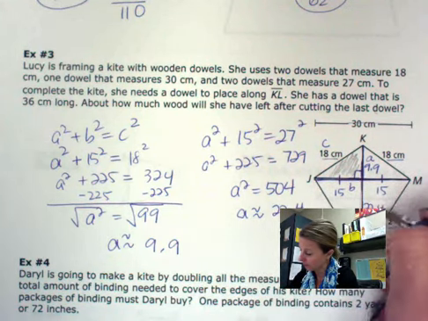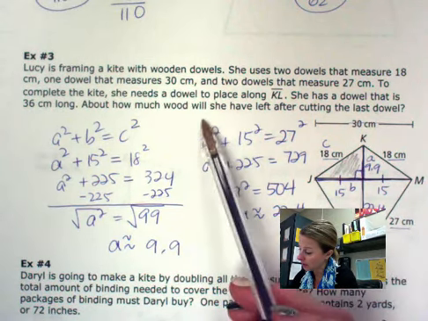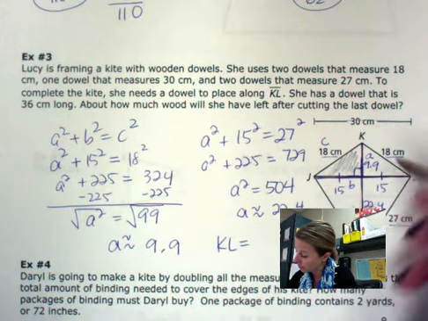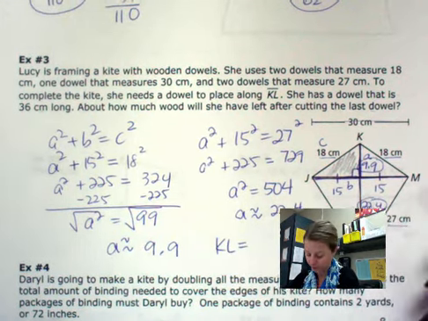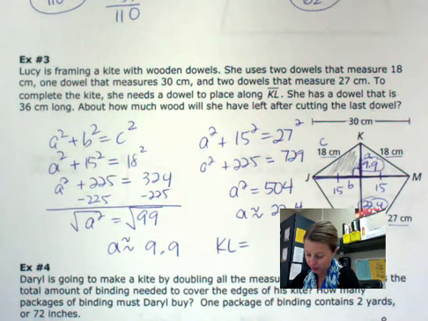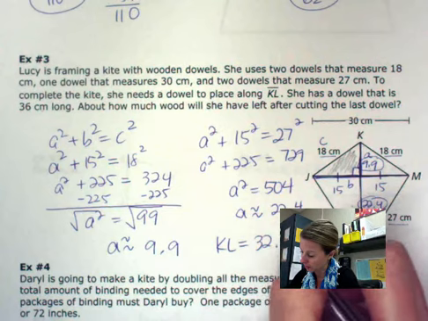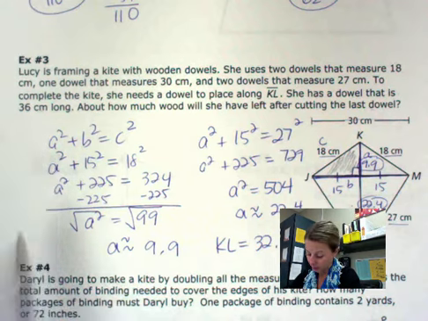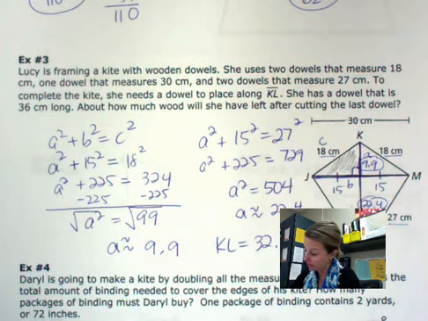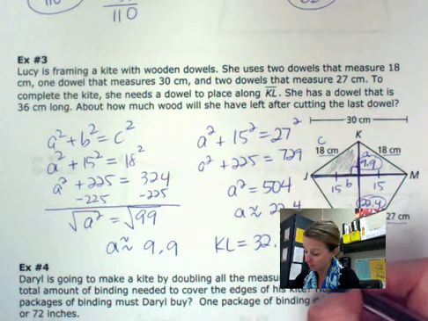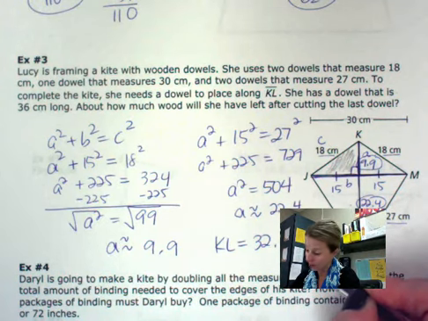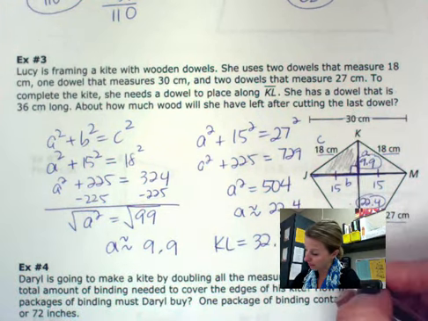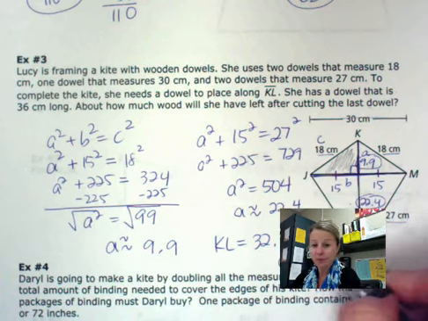So 22.4. All right, so it says how much wood does she need? So KL is equal to 9.9 plus 22.4. So 9.9 plus 22.4 is 32.3. And I have a dowel that is 36 inches long. So take away, or 36 minus that 32.3, I end up with about 3.7 extra. So about how much wood will she have left? She would have about 3.7 centimeters. So that's my final solution.